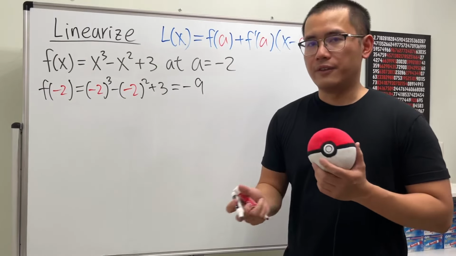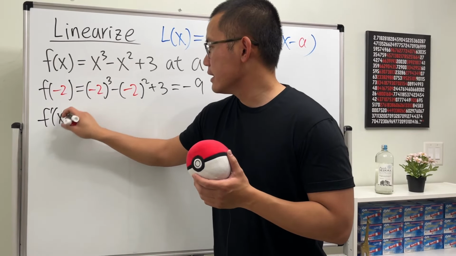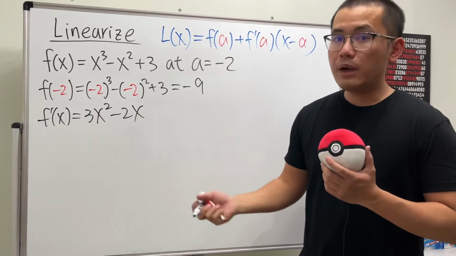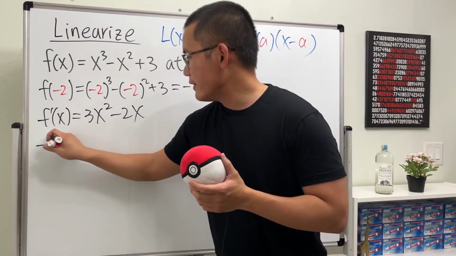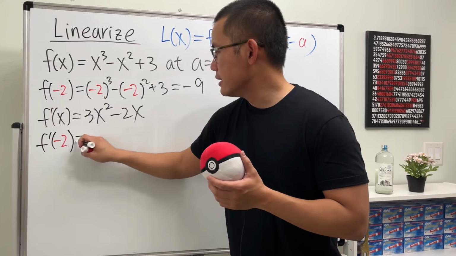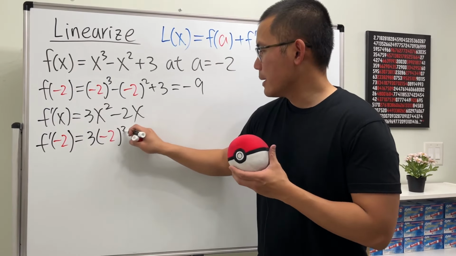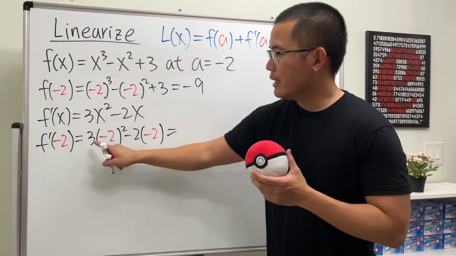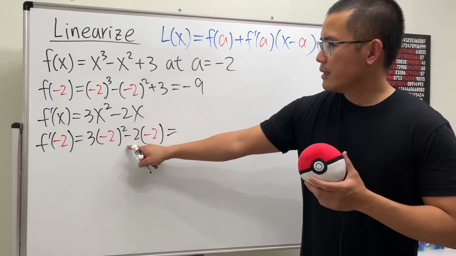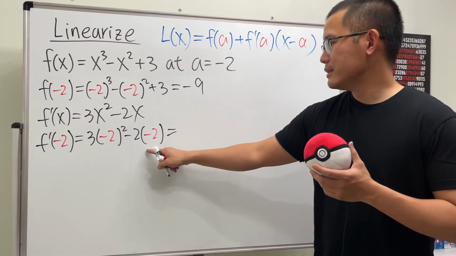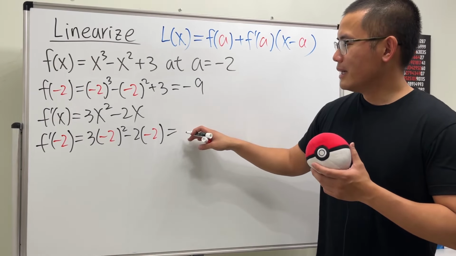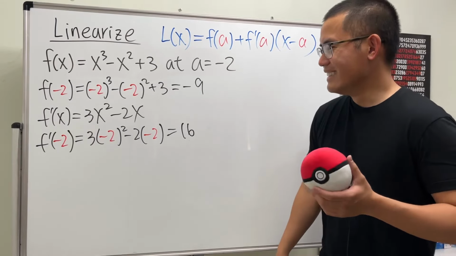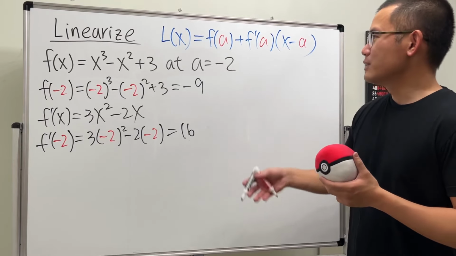Next, we need the derivative. So look at this and then differentiate that. We get f prime of x, that's equal to, use the power rule, we get 3x squared and then minus 2x. And then we plug in the a value. So we have f prime of -2, and this is 3 times -2 squared minus 2 times -2. Check this out. This is 4, and that's 12, and 12 plus 4 is, why is this so hard? 16, yeah. Anyway, 16.